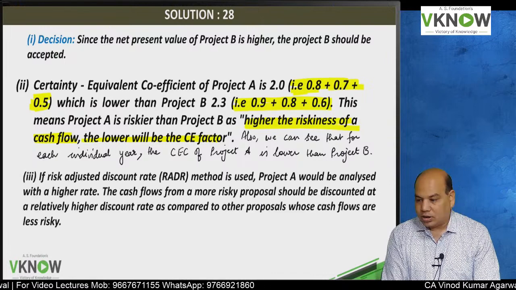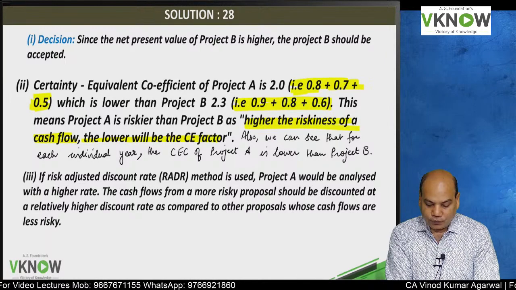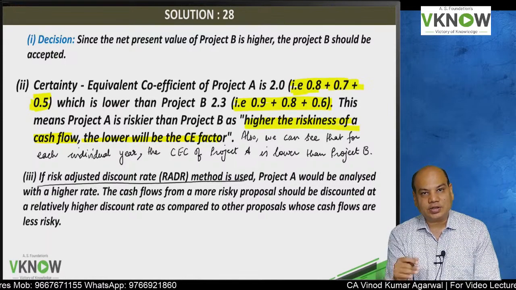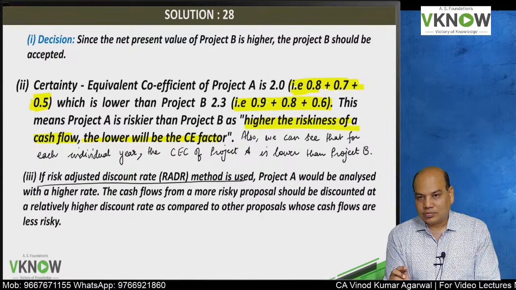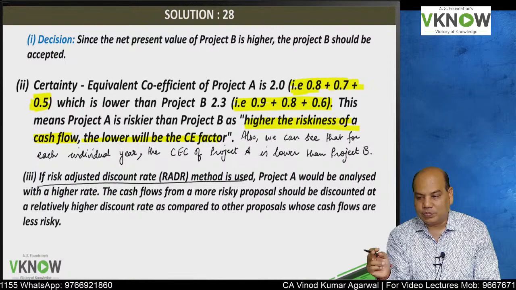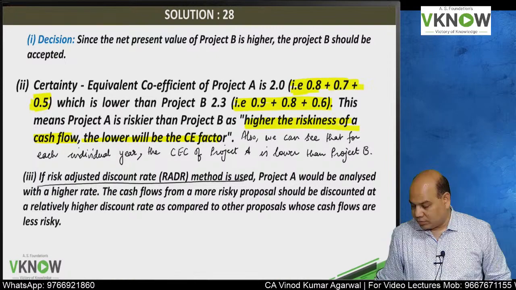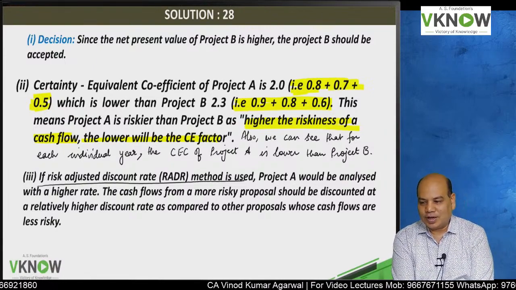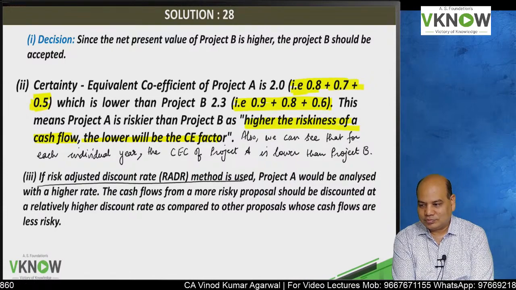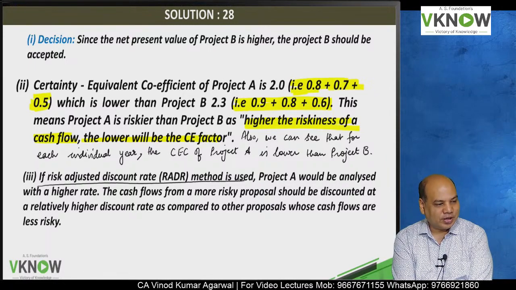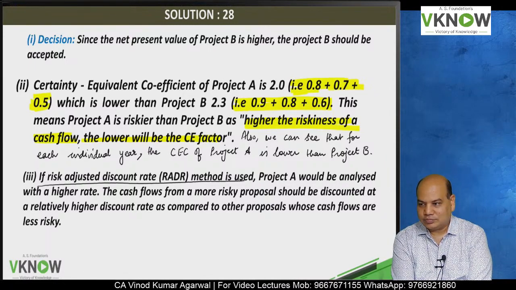The third answer is, if you were supposed to use RADR, which project will be analyzed at a higher rate? The answer is the same, because if you are saying A is riskier than B, then the discount rate for A will be higher than that of B. So write down point number 3: if the RADR method is used, project A would be analyzed with a higher rate.